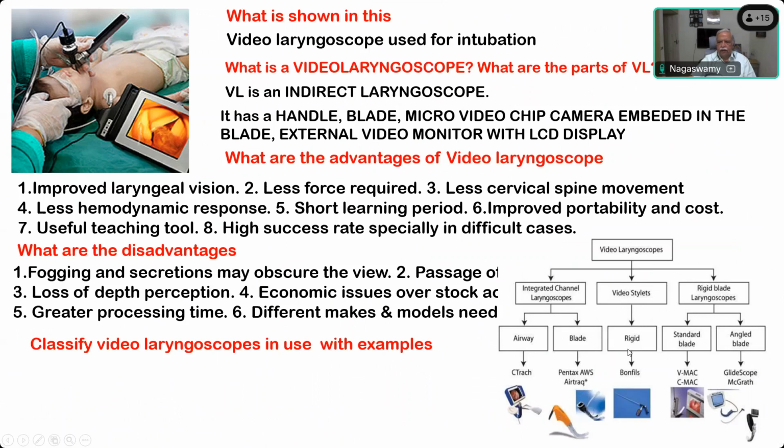For the stylet types, you have the rigid stylet, which is called Bonfils. For rigid blade laryngoscopes, you have the standard blade called V-MAC and C-MAC. And for angled blade, you have GlideScope and Hagar. So these are all the varieties of video laryngoscope.